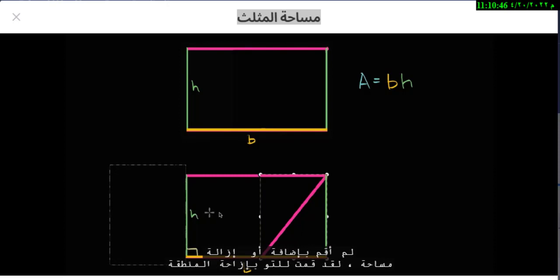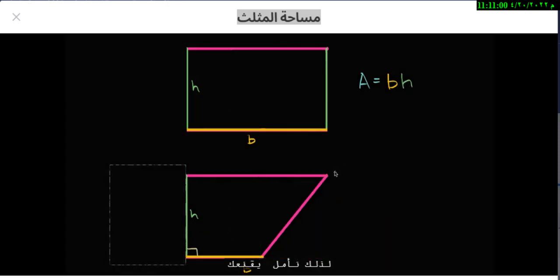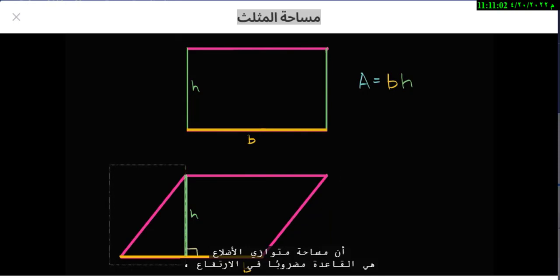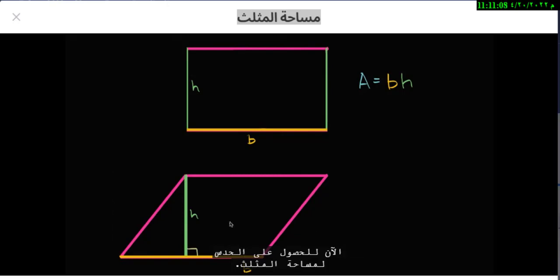I didn't add or take away area, I just shifted area from the left-hand side to the right-hand side to show you that the area of that parallelogram was the same as the area of the rectangle. It's still going to be base times height. So hopefully that convinces you that the area of a parallelogram is base times height, because we're now going to use that to get the intuition for the area of a triangle.